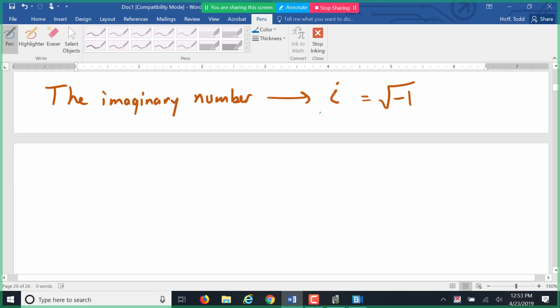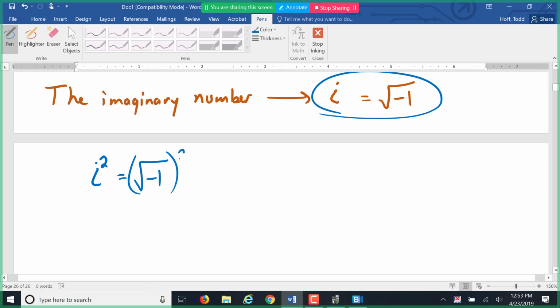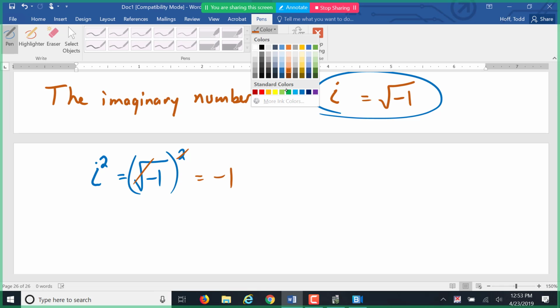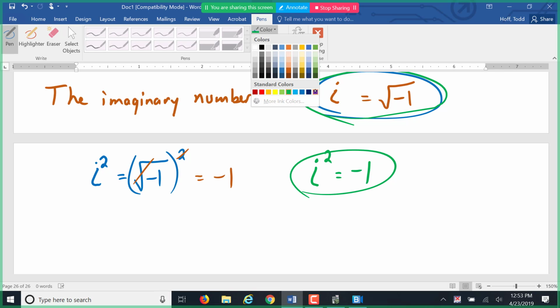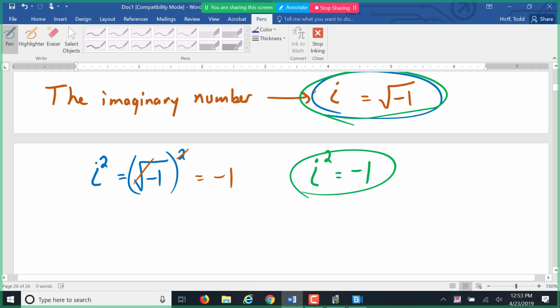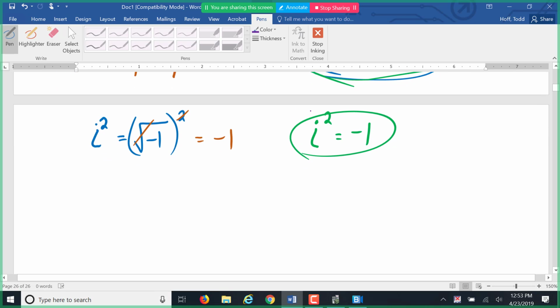Now let's think about that. If i is the square root of negative 1, i squared is the square root of negative 1 squared. The square root and the square cancel out. That would be negative 1. So that's another way of defining i: i squared equals negative 1. Of course, those two things are really saying the same thing. This property of i, though, gives it some unique characteristics as we keep going with it.